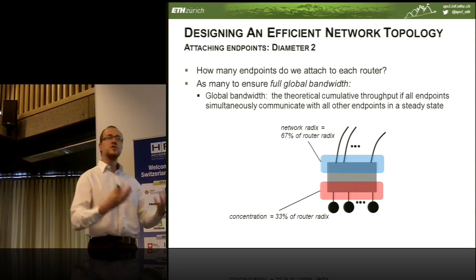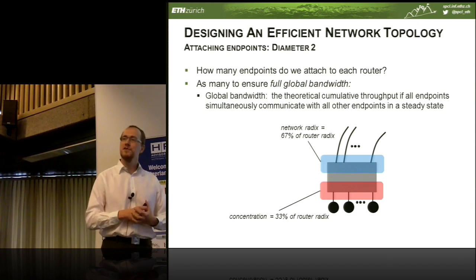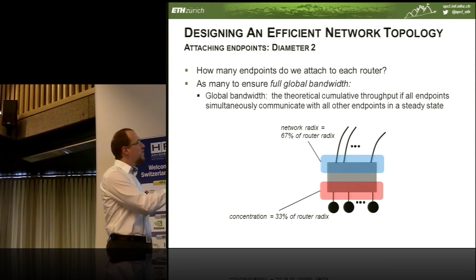So now the intuition, your intuition is probably right. It's a diameter 2 network, which means that 1/3 of the radix goes to endpoints and 2/3 go up.